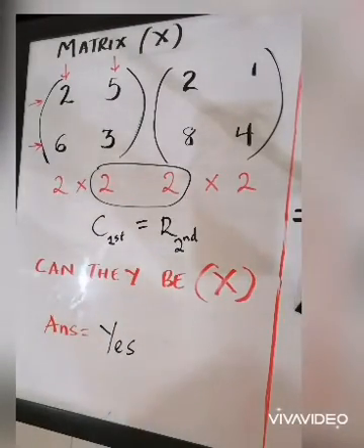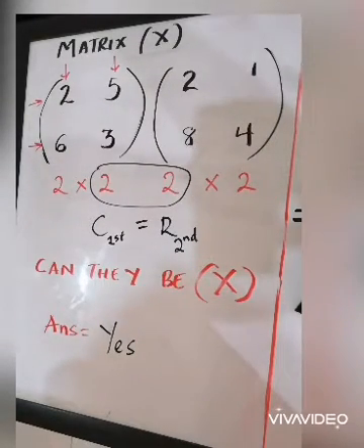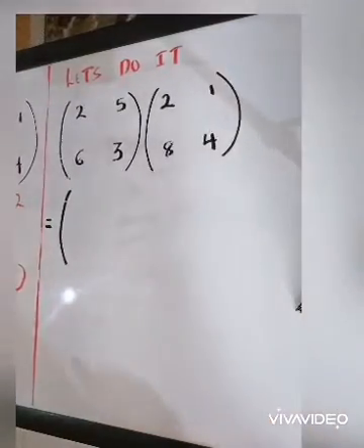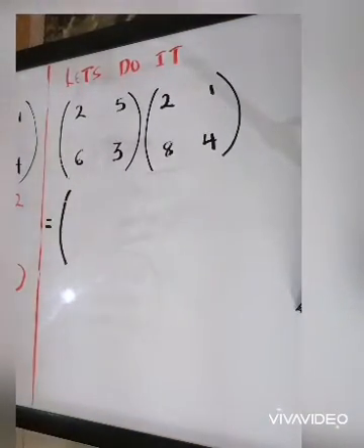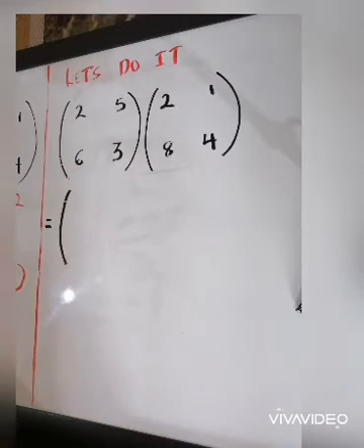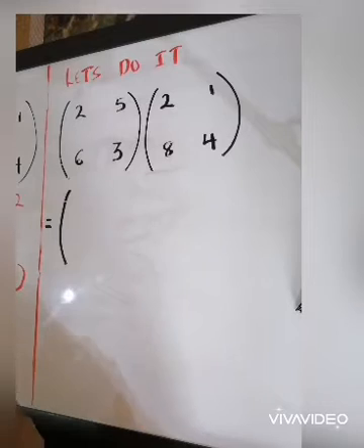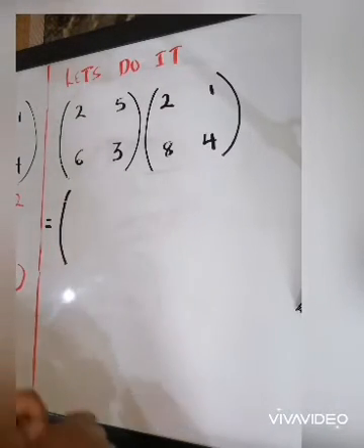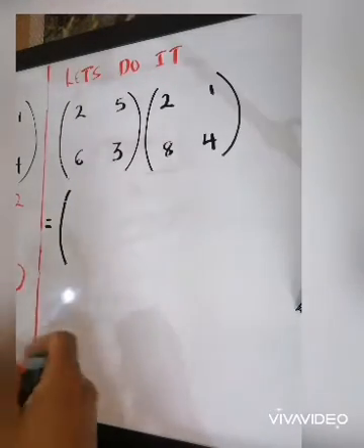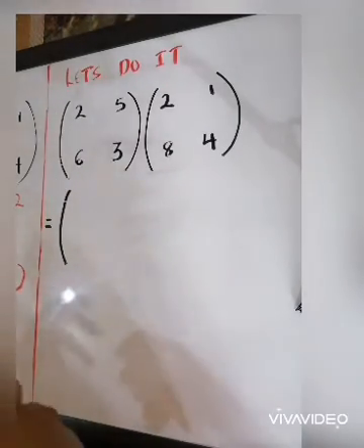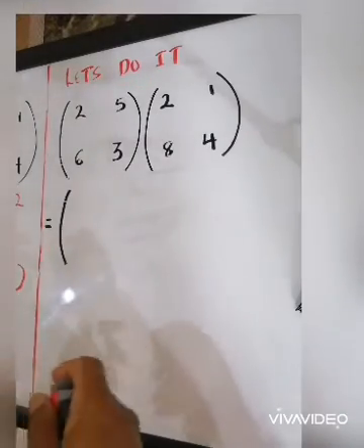So let's continue into actually multiplying these matrices. Okay, so it's the same two matrices, 2, 5, 6, 3, 2, 1, 8, 4. We previously determined that they can be multiplied, so let's do it. So what is the method? The method is simply we multiply rows of the first by columns of the second, the first by the first, the second by the second, the third by the third, and so forth, and then add.